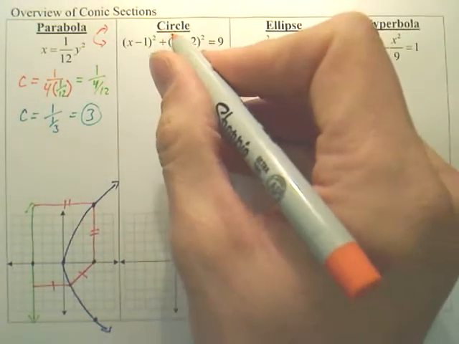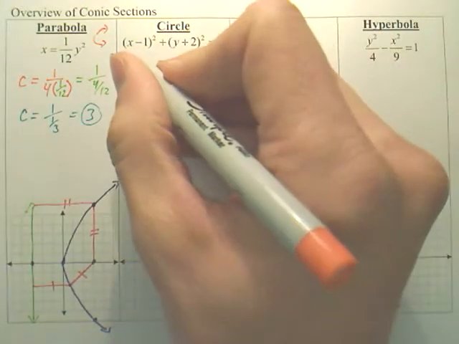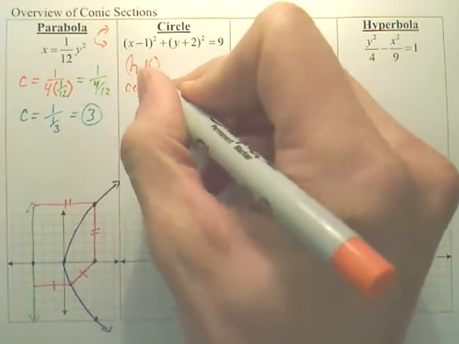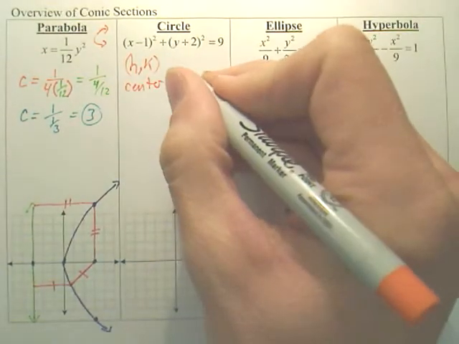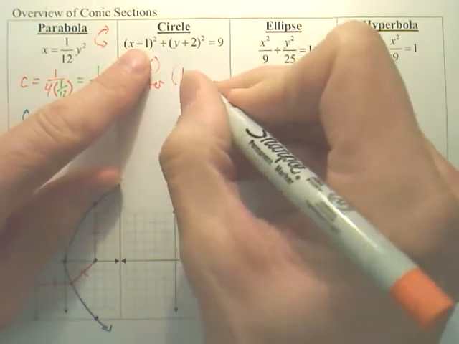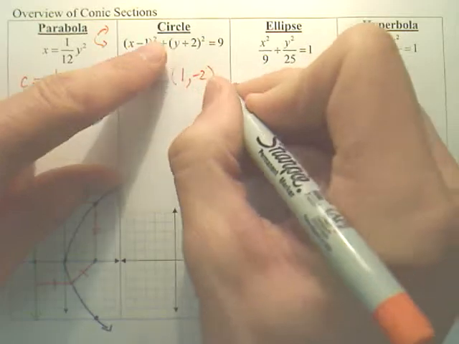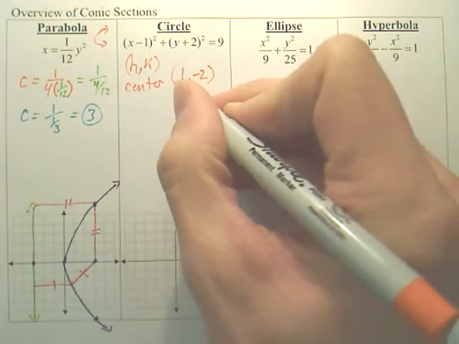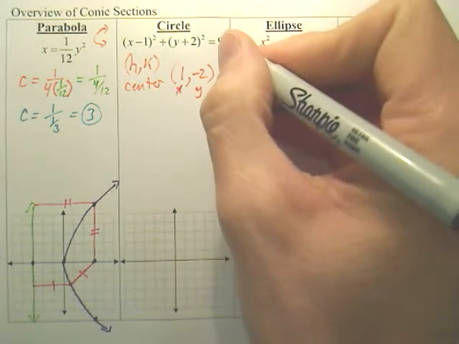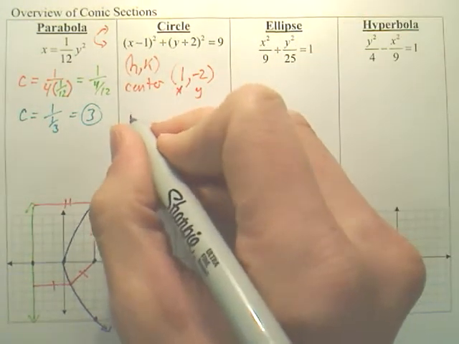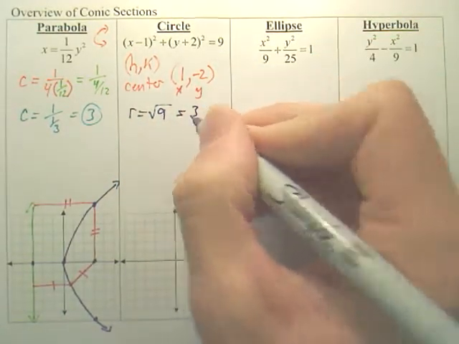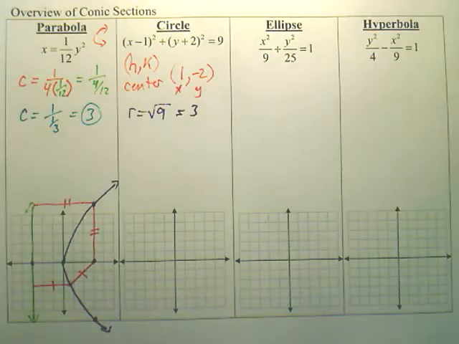Okay. This one's a circle. To find the circle, you first need to find h, k, which is the center. So the center is going to be, well, h, k is always the opposite, by the way. So this is going to be 1, and y is going to be -2. x, y. So that's the center. You also need to find the radius. Well, the radius is this piece. So the radius is going to be the square root of the number right there. So that's 3.